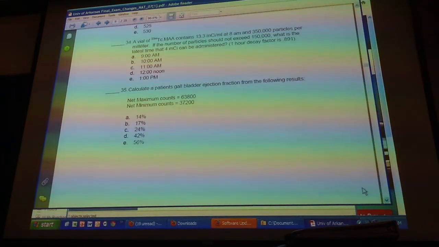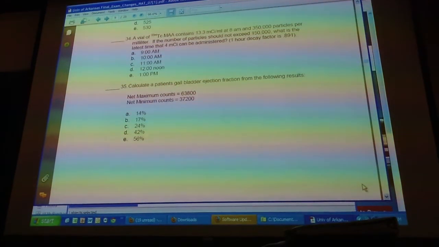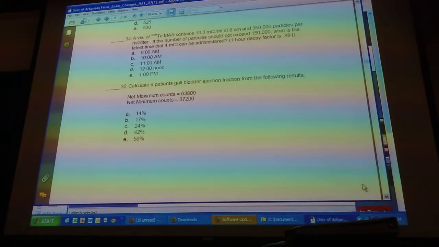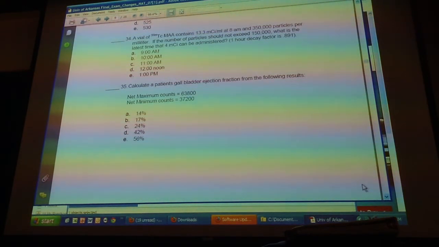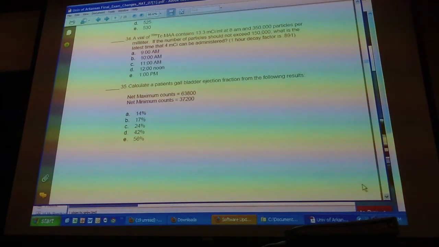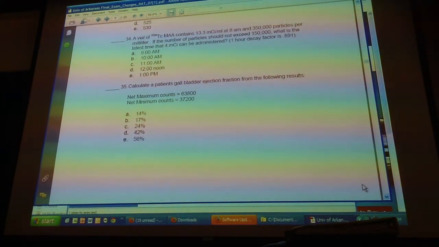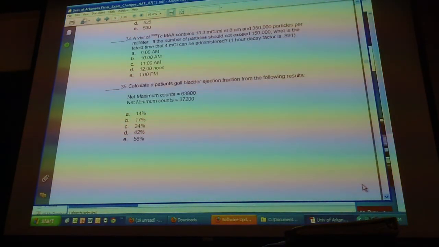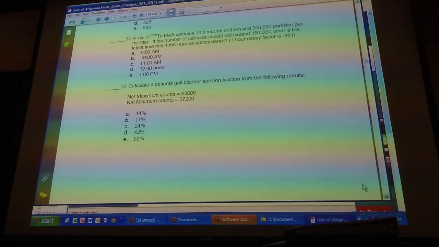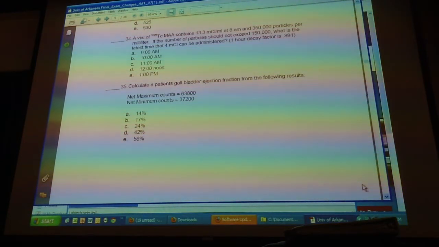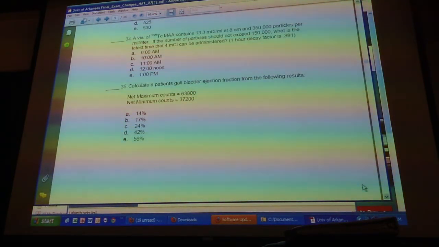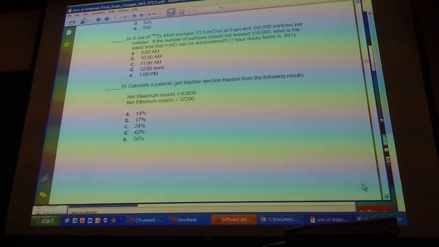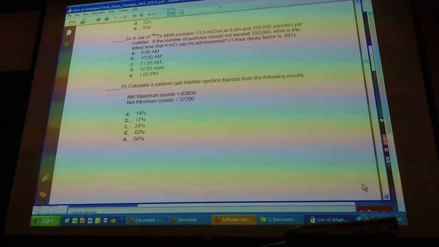Remember, it's max minus min divided by max times 100. So 63,800 minus 37,200 divided by 63,800 times 100, so you get 42%. Did you get that? Makes you feel good when you get the right answer, doesn't it?